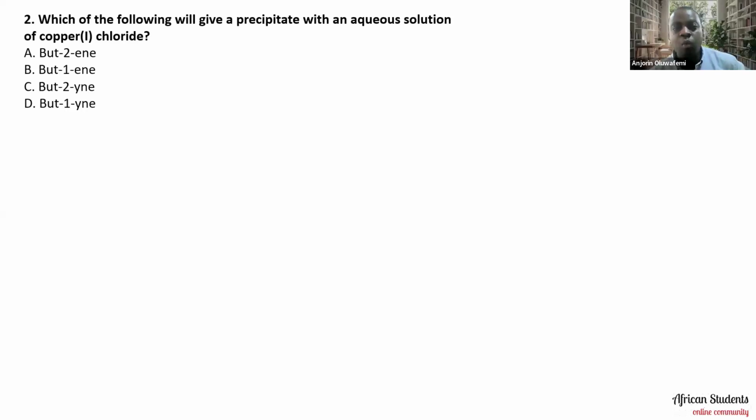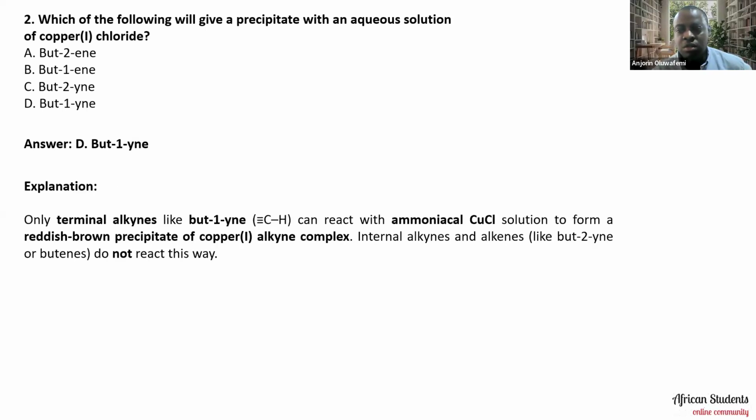The second question says: which of the following will give a precipitate with an aqueous solution of copper(I) chloride? Is it but-2-ene or but-1-ene or but-2-yne or but-1-yne, as the case may be? The answer to this one is actually but-1-yne, option D. And the reason is because of the terminal nature of the functional group in but-1-yne. That's the triple bond that we have.